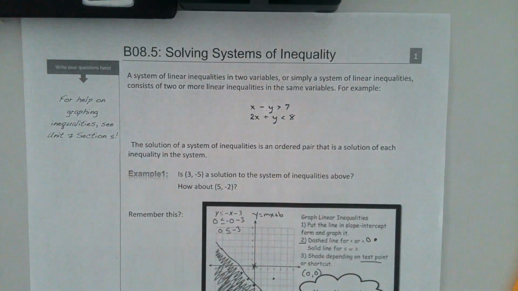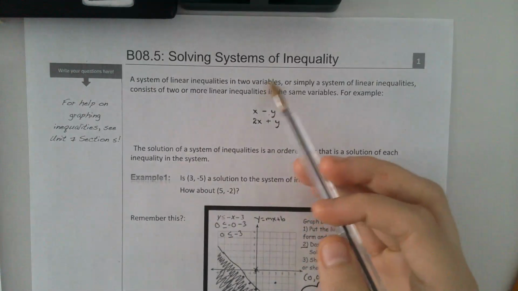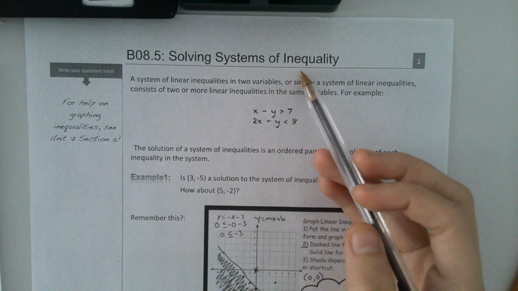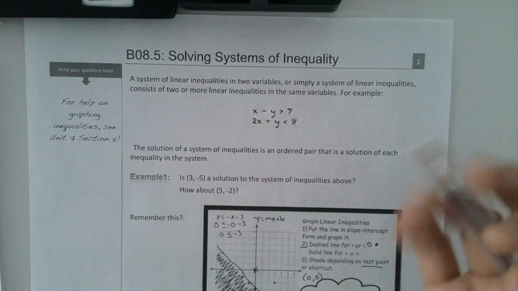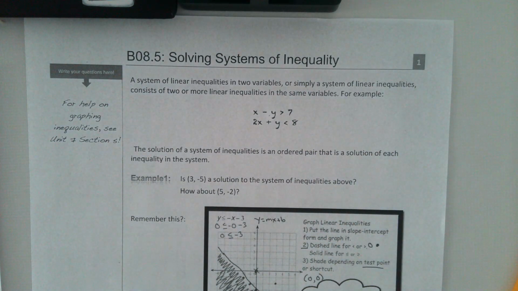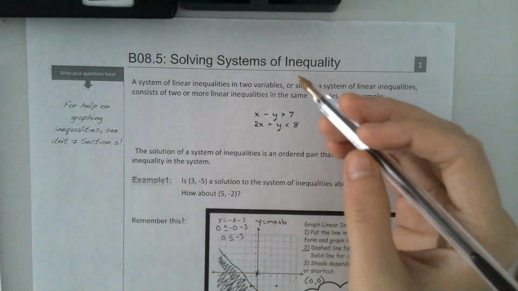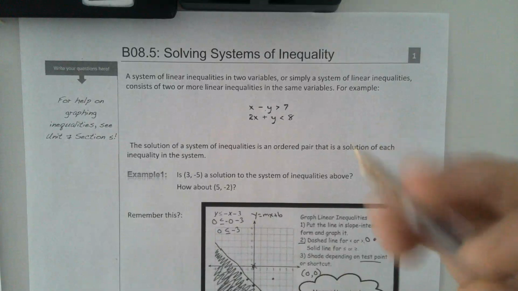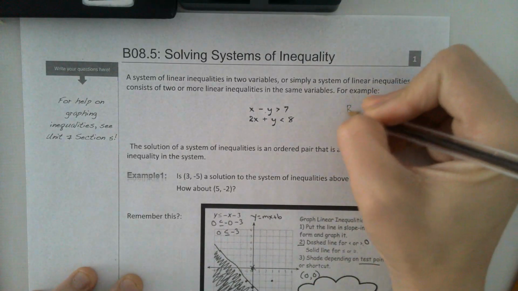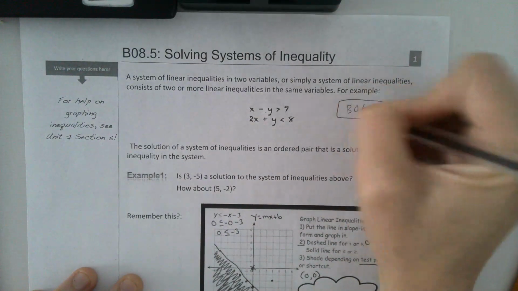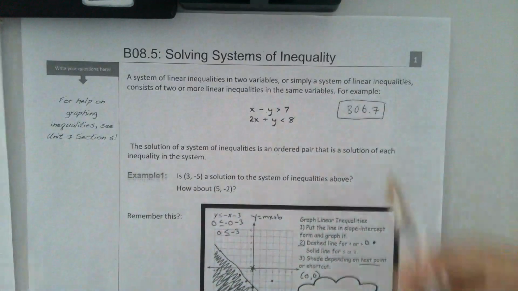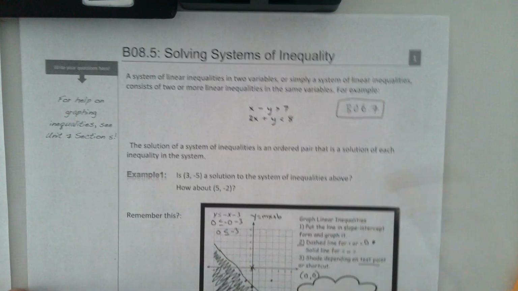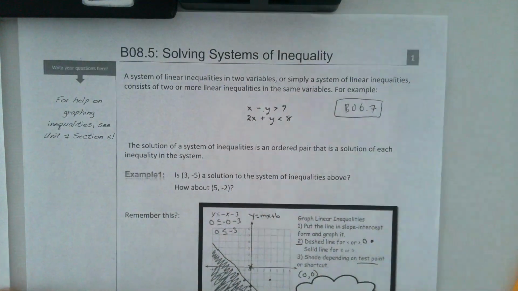Okay, so we're doing systems of inequality. Previously we had talked about systems, like linear systems. For example, in 8.2, we did graphing two lines and finding that intersection. Today we're going to combine inequalities, which was B6.7. If you forgot, go back and take a look. We're combining inequalities with graphing two lines at the same time.